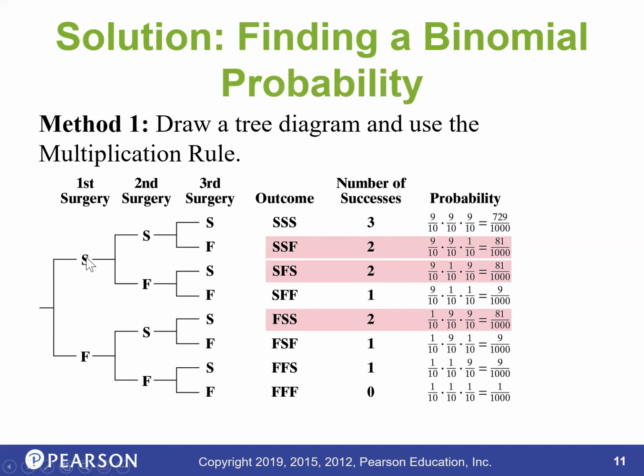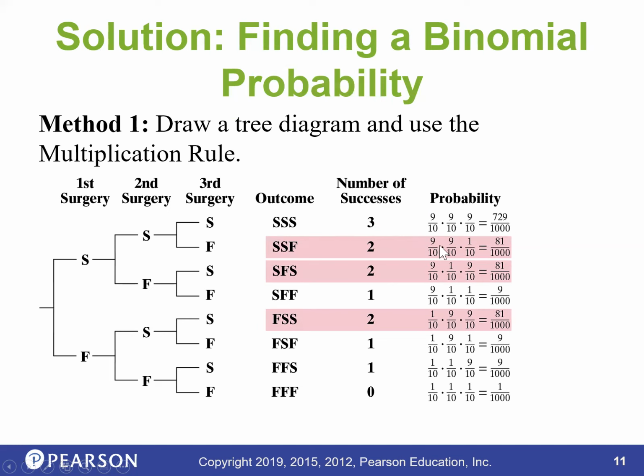Let's see. Success, fail, success: that's one we're looking for. Success, fail, fail: not what we're looking for. Fail, success, success: yes. Then no, no, no. Then we figure out the probability. Each one is 9 out of 10 for success, so this one has a probability of 729 over 1,000, which is pretty high.